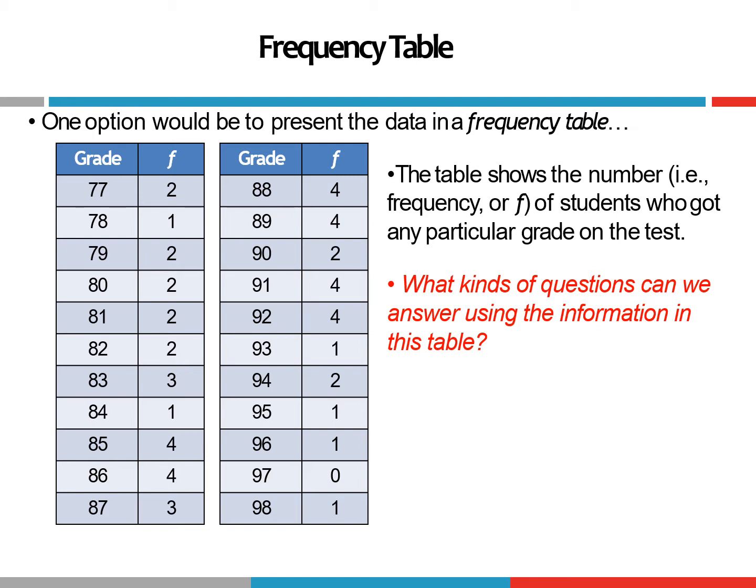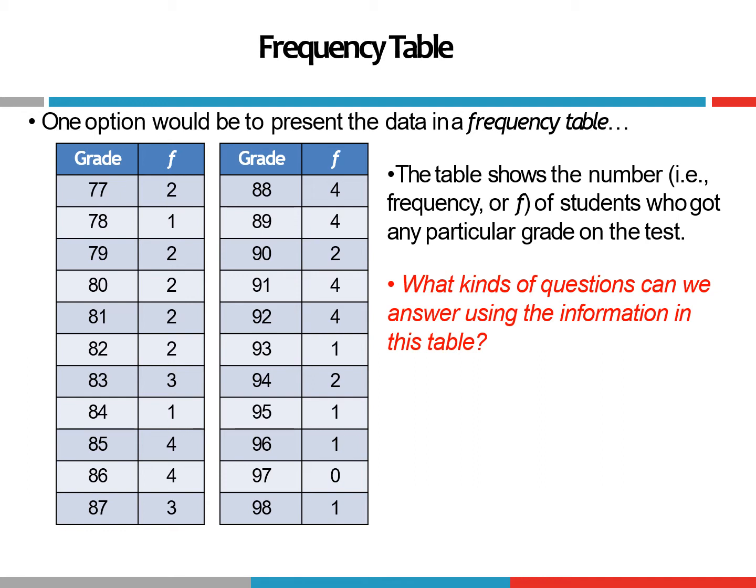And this table also gives us a sense of what the most common grades are, right? So the most common grades are those with a higher frequency, right? So any score that got a 4 is going to be more common than a score that got a 1 in the frequency column, right?